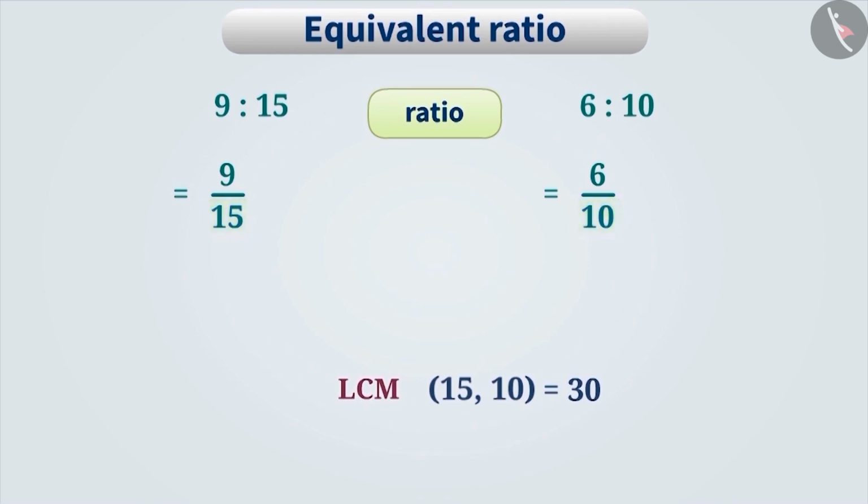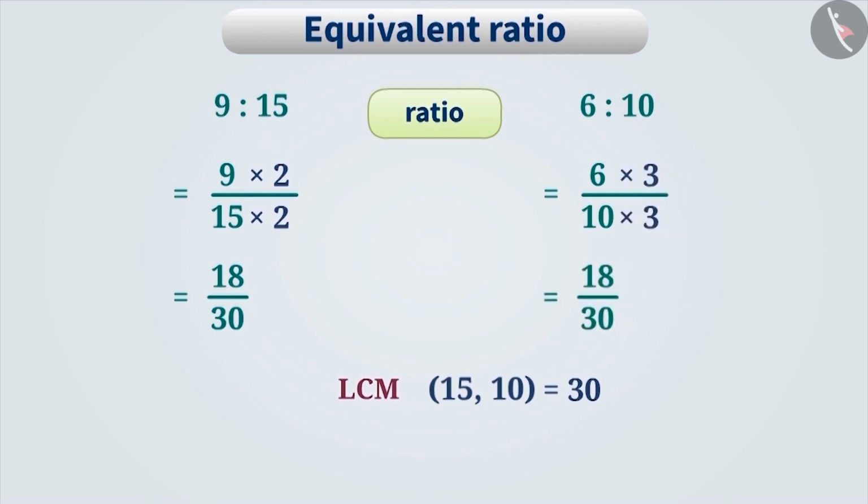To make the denominator of 9 by 15 as 30, multiply both the numerator and the denominator of the fraction by 2. This will give us the new fraction as 18 by 30. Similarly, multiplying the numerator and the denominator of the fraction 6 by 10 by 3 will give us the new fraction 18 by 30.